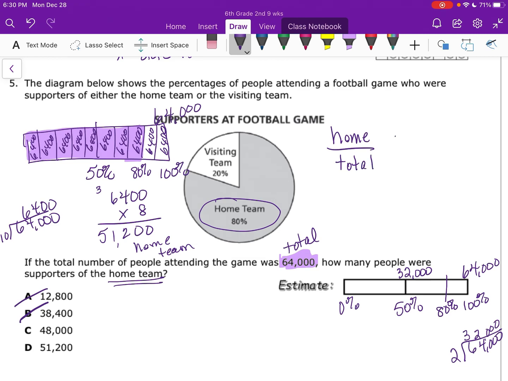I'm sorry. All right, so home team is 80%. So 80 over 100 equals, our total they said was 6,400. No, Miss Johnson, 6,400. And I don't know how many are there for the home team.